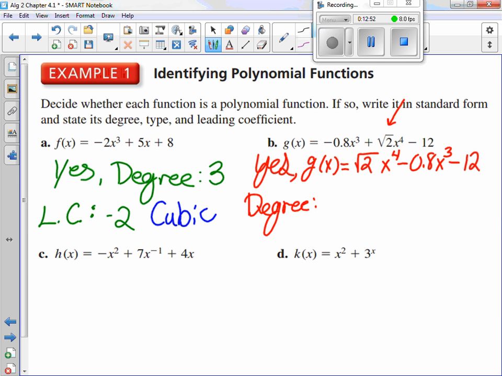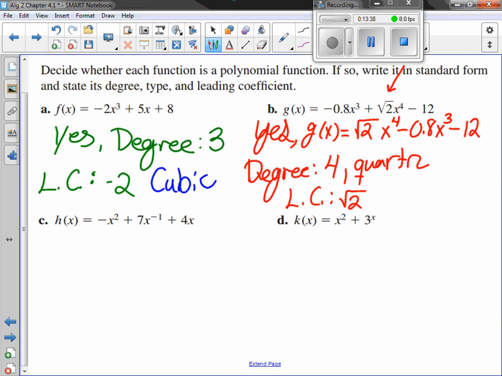What is the degree? What is its type? Quartic. Did I call it quintic? 5 was quintic. Okay, good. Making sure. And leading coefficient? Radical 2. That's it. Questions on this here so far? Well, no, it's not just this easy.